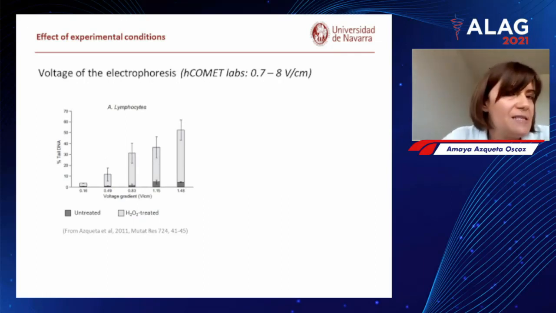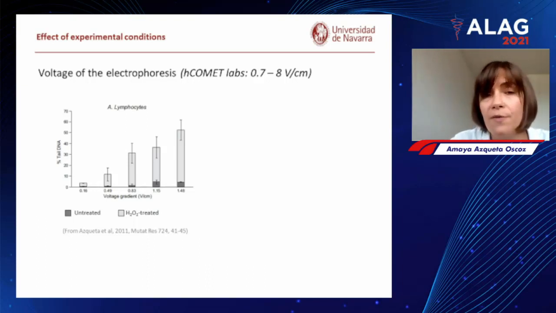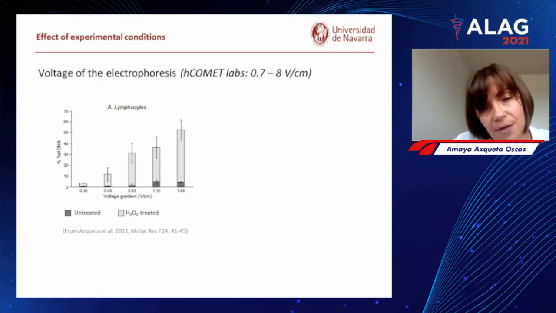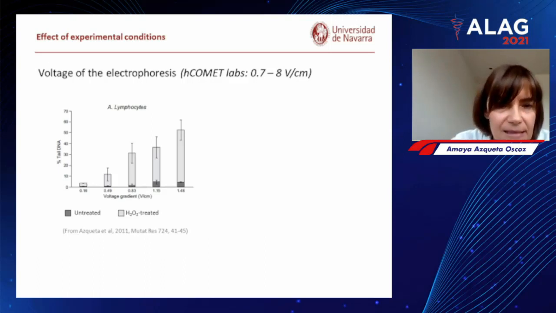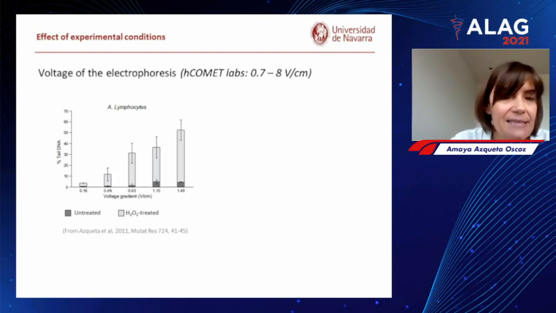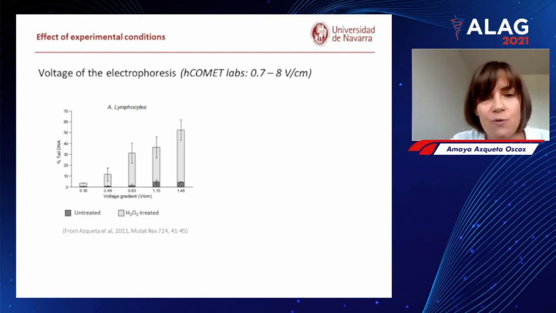Well, electrophoresis. Electrophoresis is the key step in the Comet assay. So both the voltage and the time of electrophoresis have a big effect. Here we can see cells treated with hydrogen peroxide. These are lymphocytes that have been analyzed using different voltage gradients from 0.16 to 1.48. And there is a slight effect in the untreated cells, but a clear effect in the treated ones.